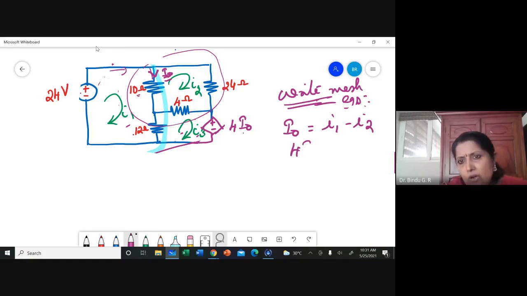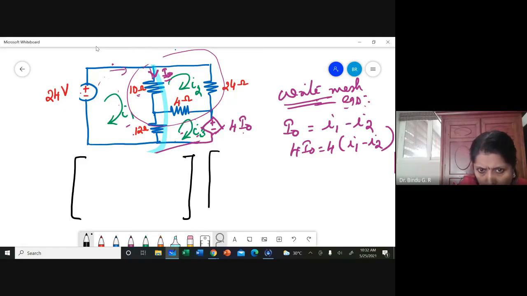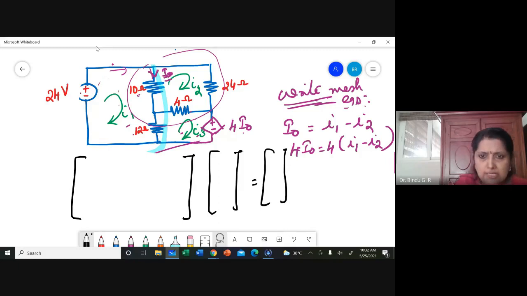4 I naught means 4 into I1 minus I2, which means the last column of the matrix equation will get changed to something like this. Check, and if you have any doubts, tomorrow we'll discuss that also. For now, I'll write that matrix equation and check whether you are getting that. This remains as 24, 0, 0. This is I1, I2, I3. Because I1 and I2 come in, the third row changes.